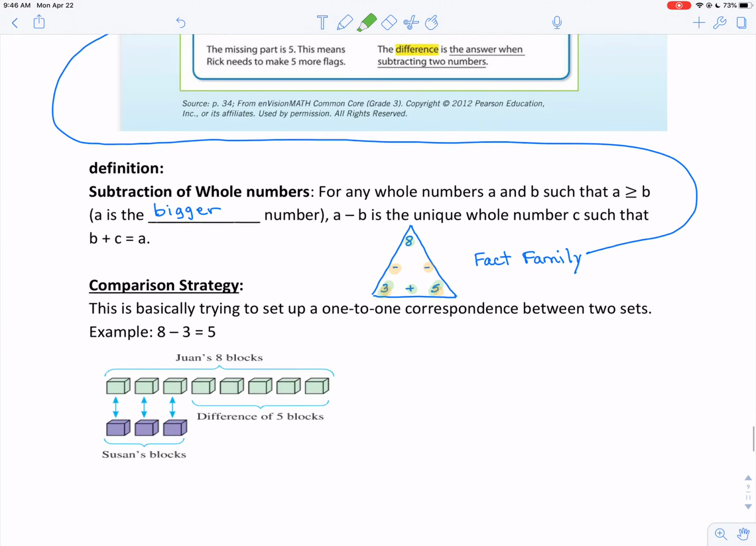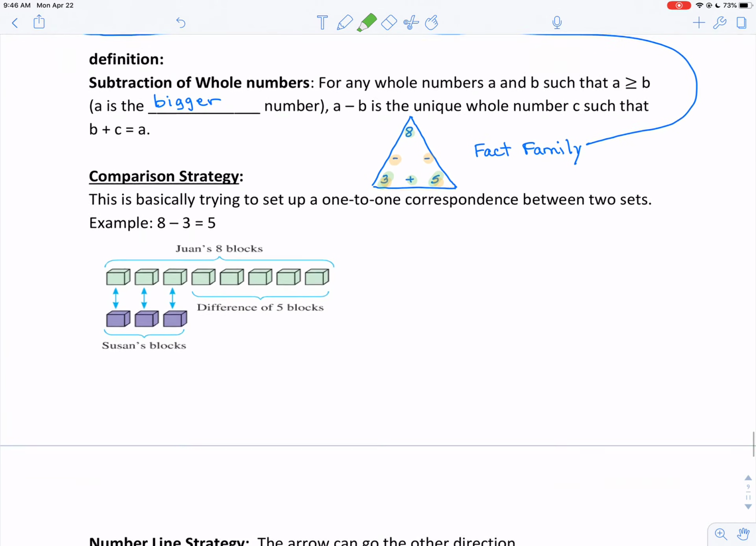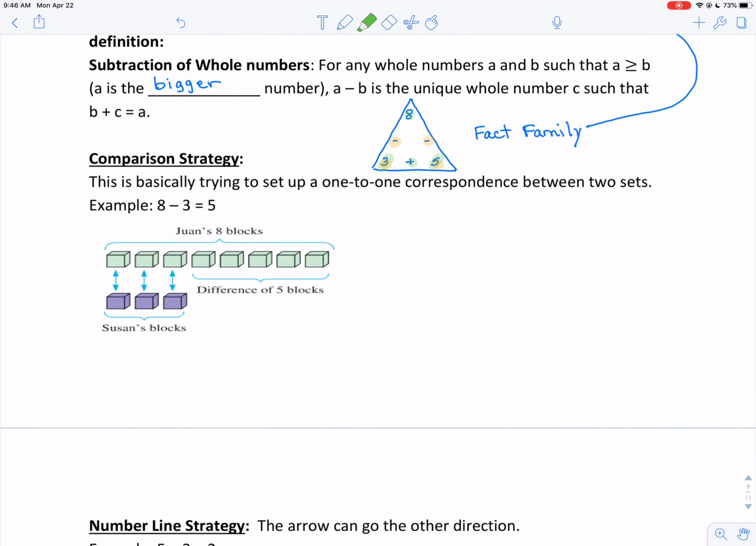We also have the comparison strategy. So we're setting up a one-to-one correspondence between 2 sets. That's just a fancy way of comparing the 2 sets. So we're going to figure out how Juan and Susan's blocks compare. Susan and Juan have the same number of blocks, except Susan's going to stop, and we've got to figure out how many more Juan has. So Juan has 5 more blocks than Susan. So that's called the comparison strategy.